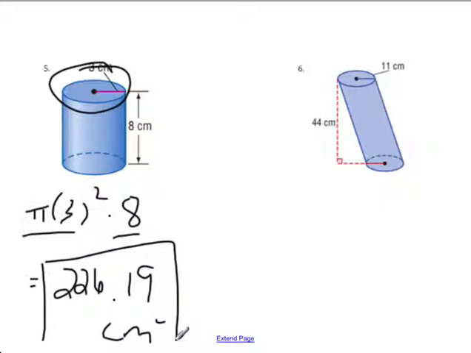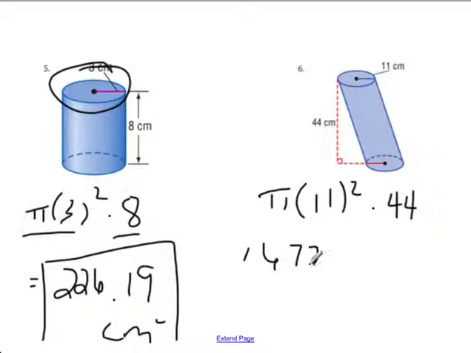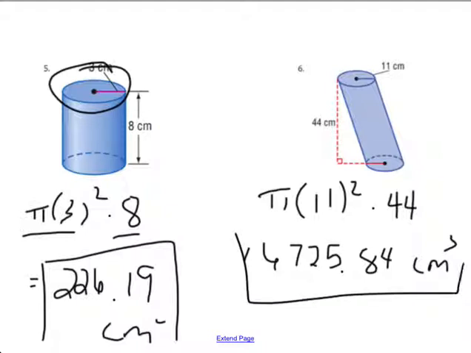Let's take a look at number 6. For number 6, we're going to do pi r squared, so pi times 11 squared times 44. Our radius is 11, so we're going to do pi r squared times our height, which is 44. That's going to give us 16,725.84 centimeters cubed when we multiply all of that together.